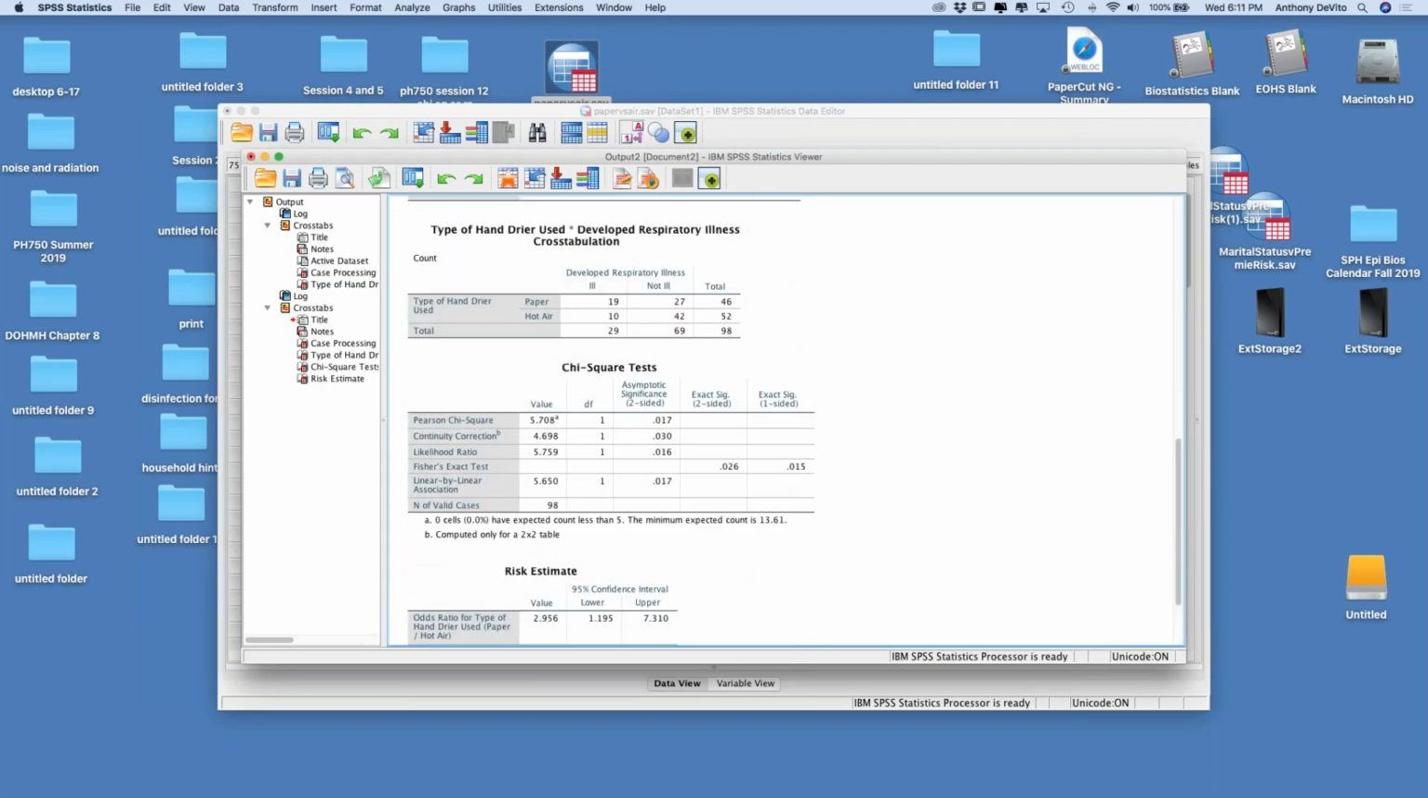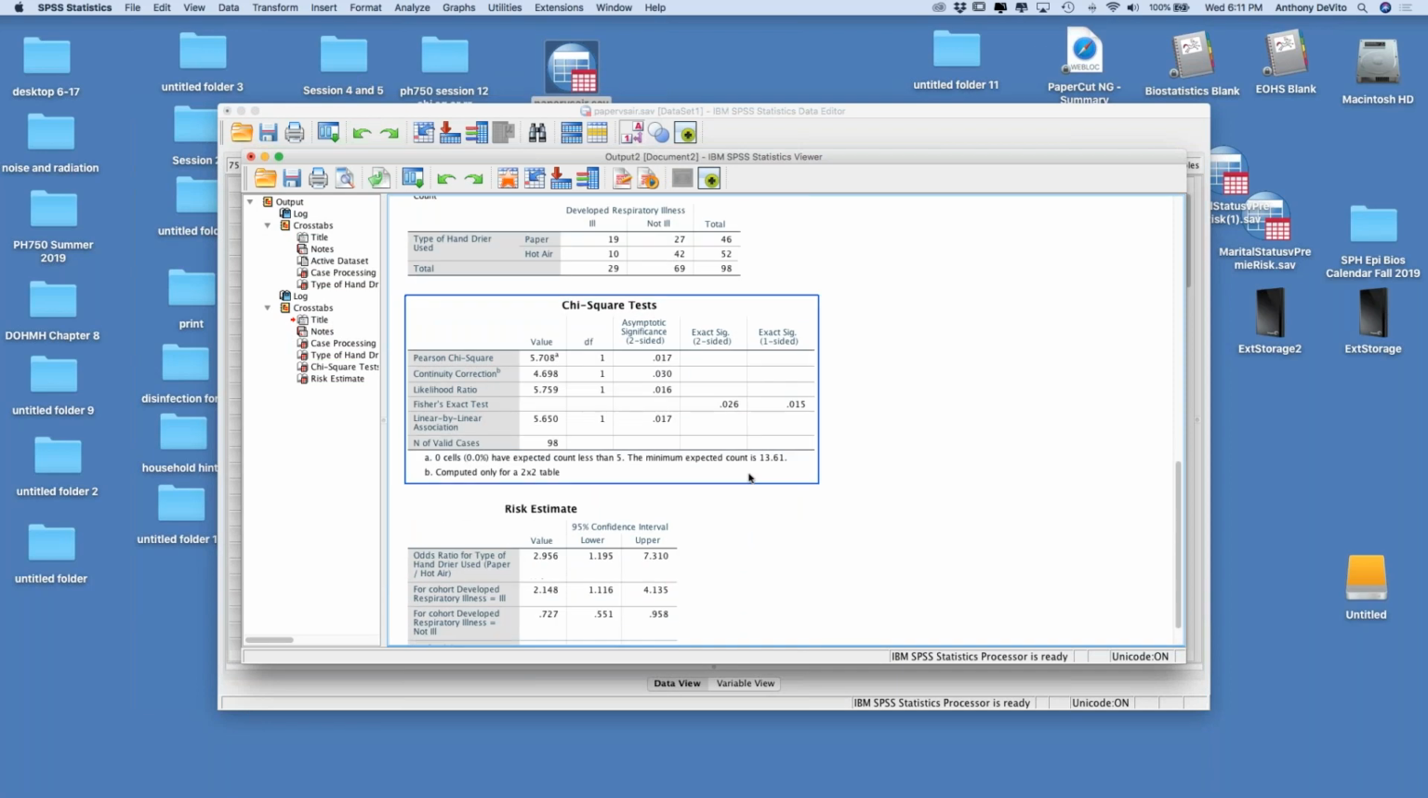Okay, so now what did I get here? What are my results here? Well, my chi-square value is 5.7. Okay, 1 degree of freedom. So now I'm going to stick with that. I'm not going to worry about continuity correction.